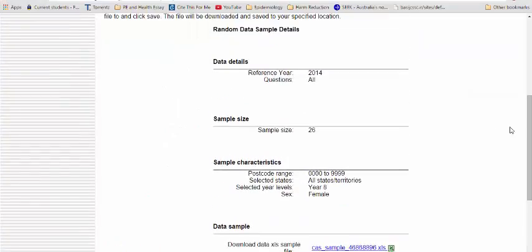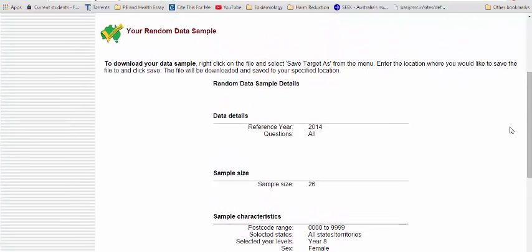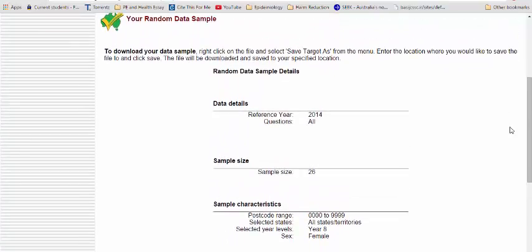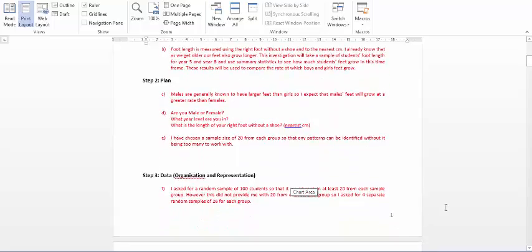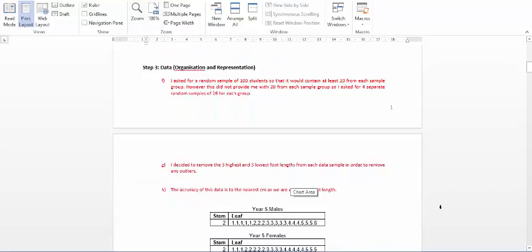I originally asked for a random sample of 100, hoping for 20 from each sample group. However, this did not work, so I asked for 4 random samples of 26 from each group. Then I removed the 3 highest and 3 lowest foot lengths to remove any outliers.